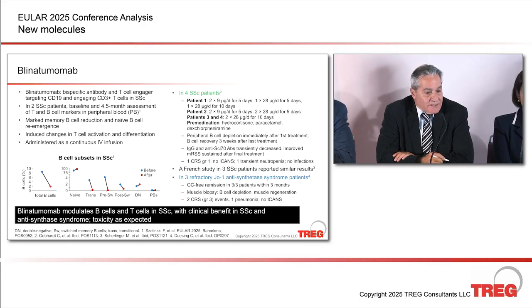It knocks antibodies down. It knocks B cells down. You can see there on the left. It induces the T-cell activation differentiation, and they've studied it in systemic sclerosis, also in Jo-1 myositis, and again, they've got remission rates of 100% in those 3 patients, glucocorticoid-free myositis. So side effects you'd expect, B-cell depletion you'd expect.